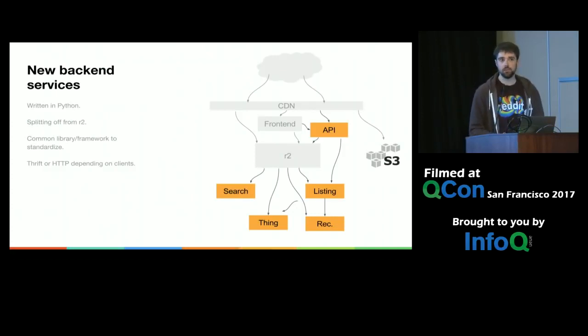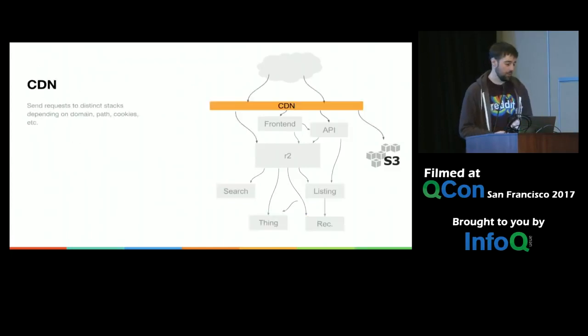On the back end, we use Thrift, which gives us nice, strong schemas, and we also allow for HTTP on the front end for the API gateway so that we can still talk to them from the outside.